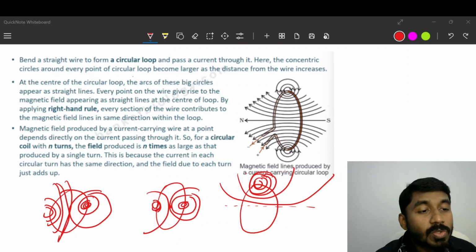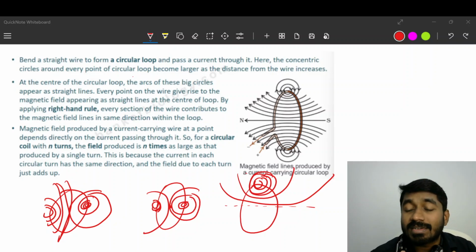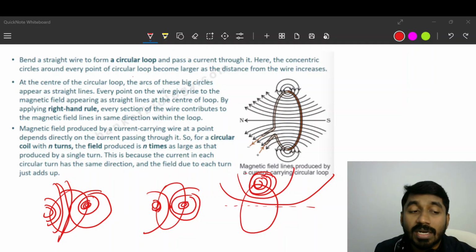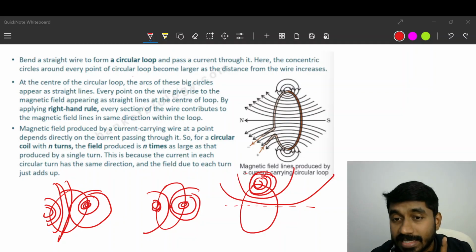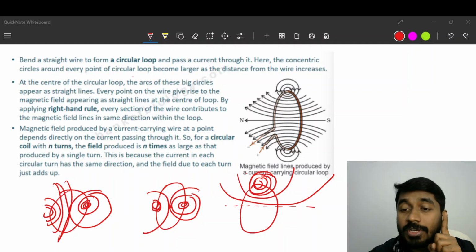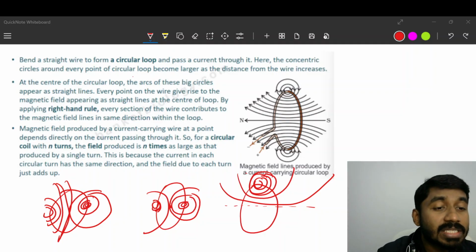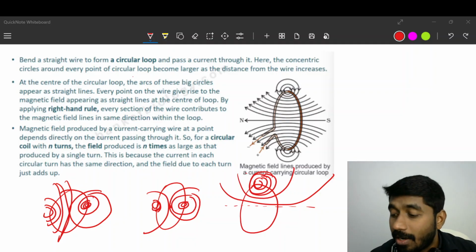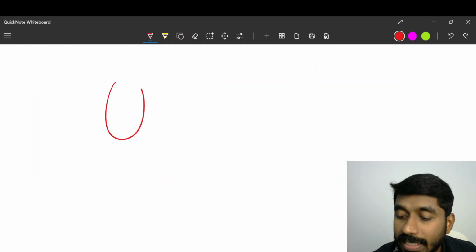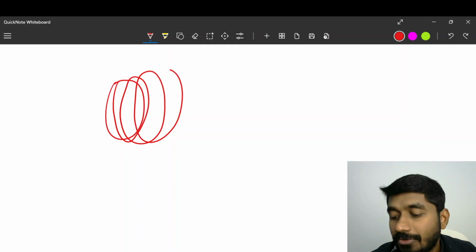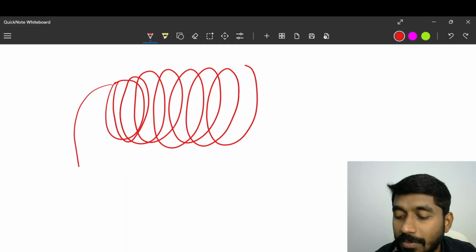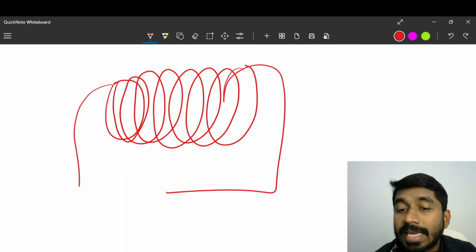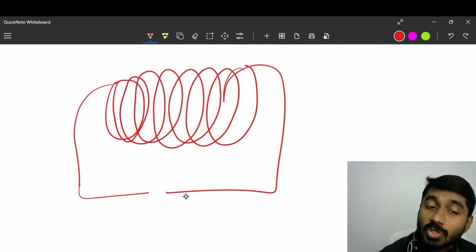So the magnetic field due to a circular current carrying conductor will be a straight line. Once again, just listen: at the center, the magnetic field due to a circular current carrying conductor will be a straight line. Now if I use this circular current carrying conductor with one turn, two turns, three turns, n number of turns, winding like this and passing a current through it, I can call this setup a solenoid.